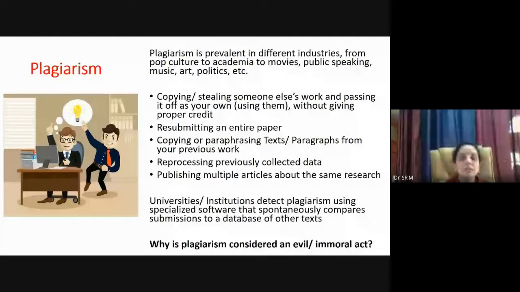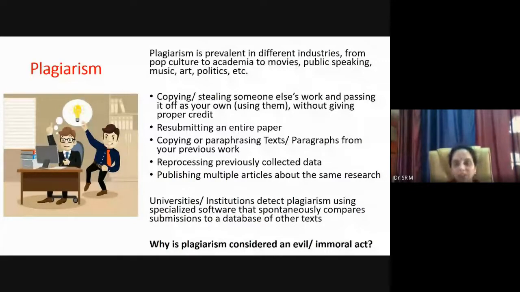In academic writing, the act of plagiarizing comprises using words, ideas, images, or information from a particular source, or from different sources, without properly citing them. All this comes under plagiarism. Universities and private institutions detect plagiarism nowadays using specialized software. Once we feed the data into it, it automatically compares the submission to its database.